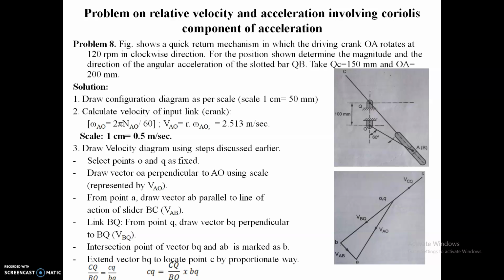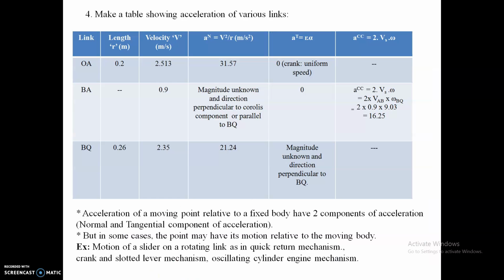So after making the velocity polygon, the next one is to make the acceleration polygon. And before going to make the acceleration polygon, you have to summarize the different pieces of information of the given links, as we have done in the earlier problem. That is, the link, the length, the velocity, the normal component, the tangential component, and then the Coriolis component.